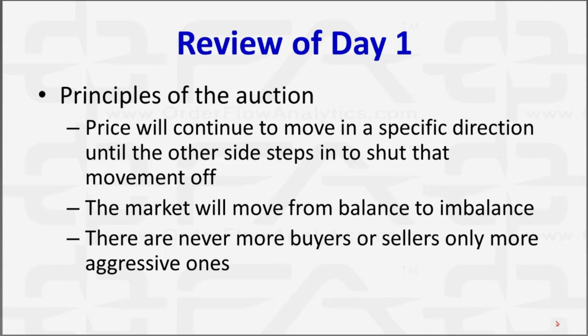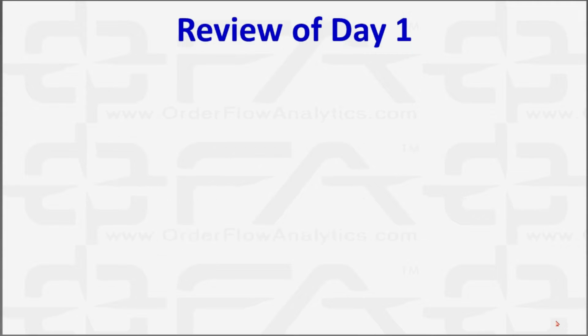If we're looking at a balanced day where price is moving up, price is moving down, we can see the rotation beginning to occur. We can see it in the volume profile. Then at the bottom of that range, it's likely to move up. Top of that range, likely to move down until something else happens. Either one side steps in to continue that move, otherwise, it's likely that the other side's going to step in, shut that movement off, and turn it back around. The market will move from balance to imbalance. Every market does this, and there are never more buyers or sellers, just more aggressive ones.